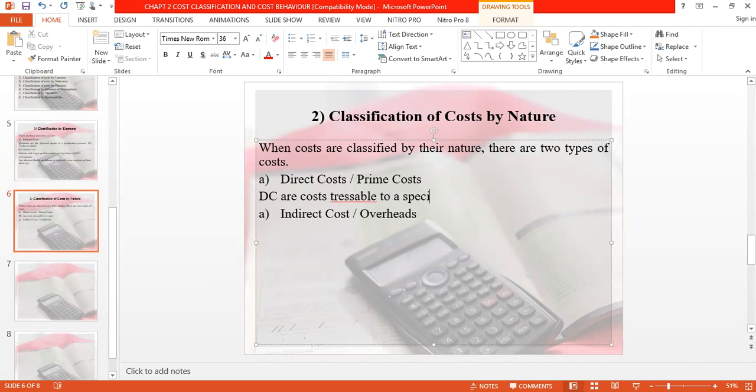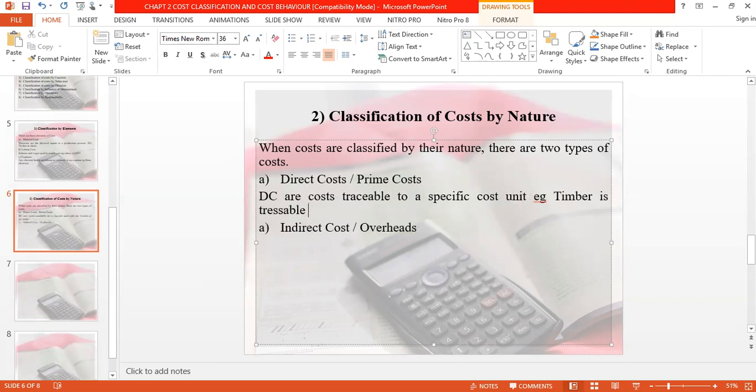to a specific cost unit. Costs that you can see, you can locate them in the final cost unit. Costs that you can trace to the final cost unit. E.g., timber is traceable in a chair. So timber in that case is called what? Direct cost when we classify by nature. So direct costs are costs that are traceable to a specific cost unit. I will come back to that.